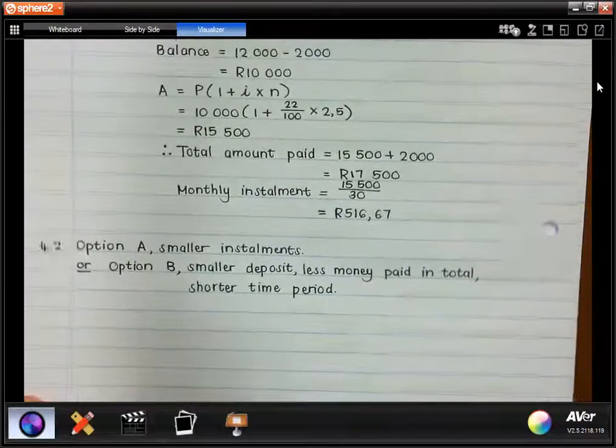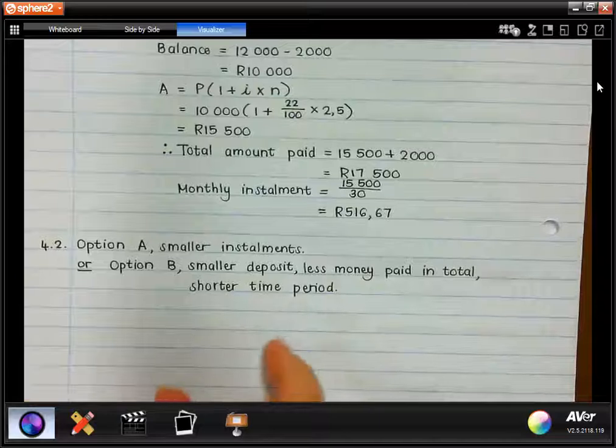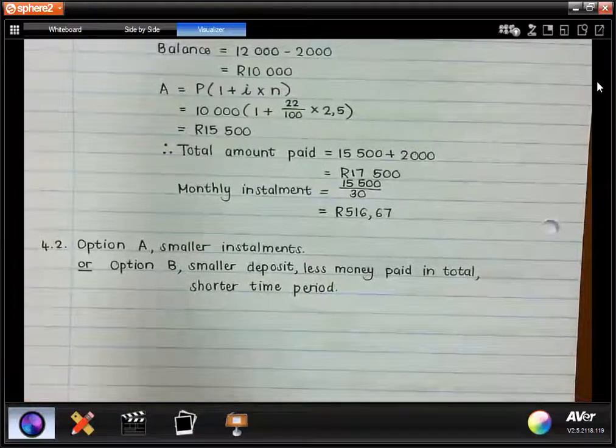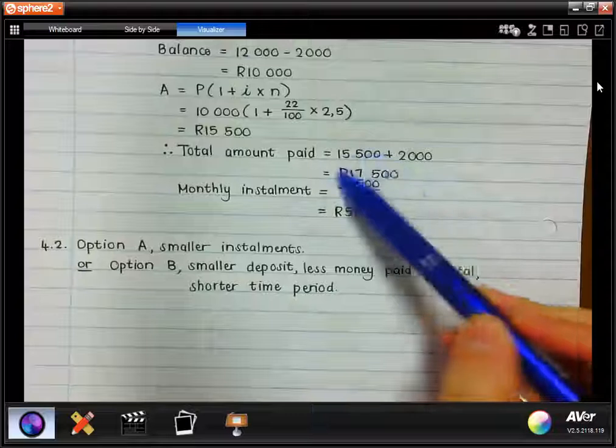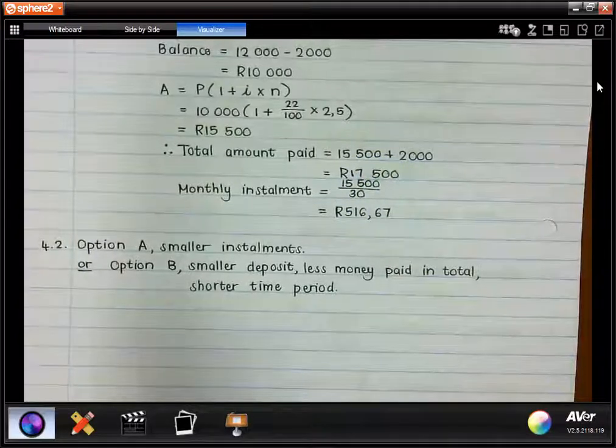Or if you said option B, you could have multiple reasons there. It has a smaller deposit, all right? You might not have 2,400 Rand to pay immediately. You might only have 2,000. In that case, you would say option B. Or if you are comparing the fact that here you're paying 17,500 Rand in total, on the other one you're paying 17,700 Rand, that might be important to you. You don't want to pay 200 Rand extra in the long run.